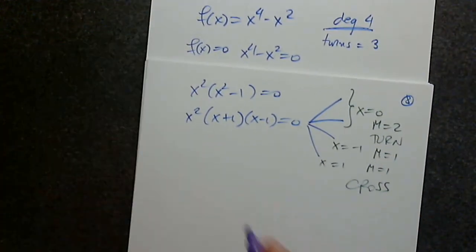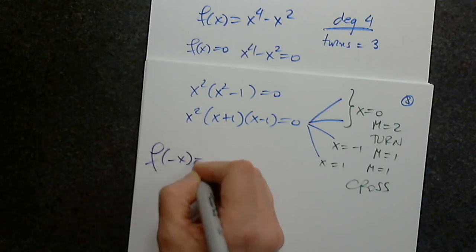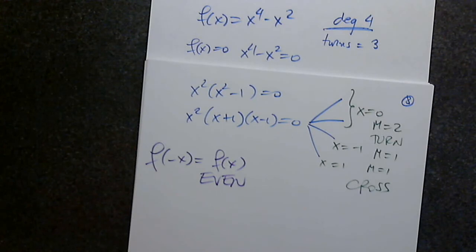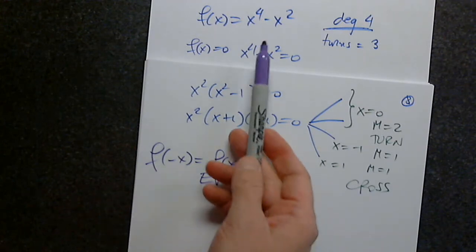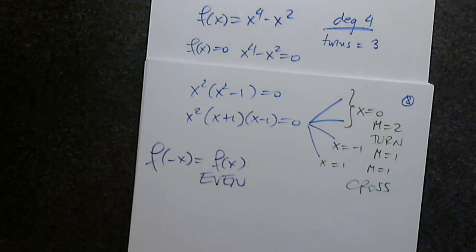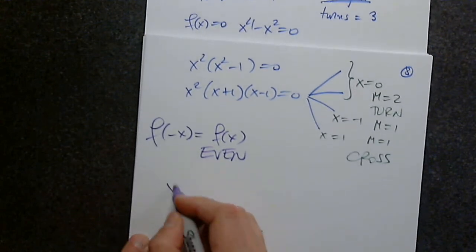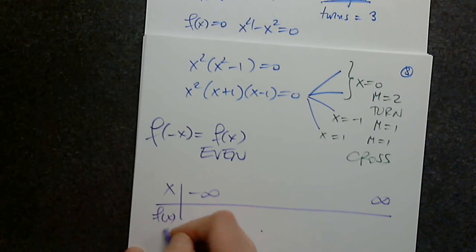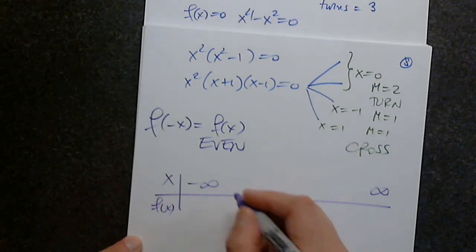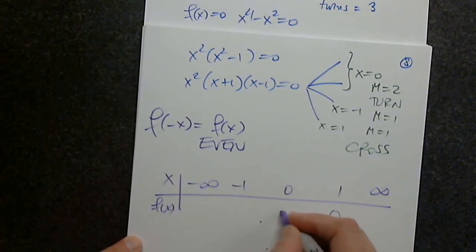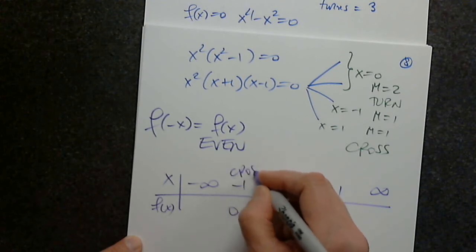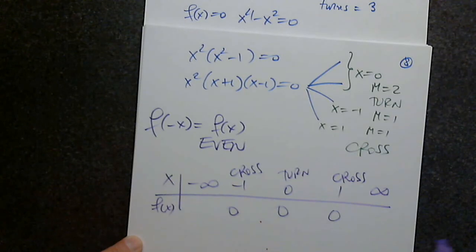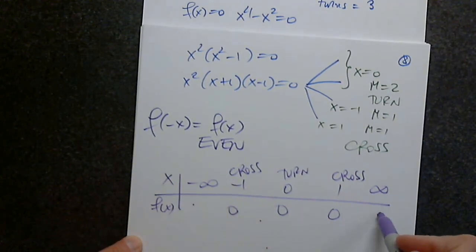And yes, this function happens to be symmetric. f of negative x is identical with f of x, even. If you plug in negative x, nothing will change. So then now the table. It's polynomial, so obviously it has to be defined everywhere. I plug in negative 1, 0, and 1: 0, 0, 0; cross, turn, cross. And now I have to determine these.